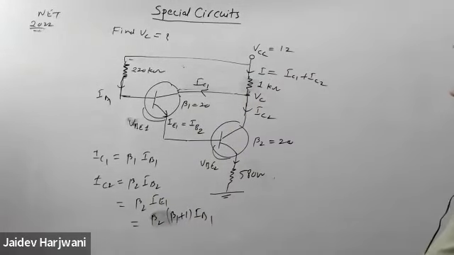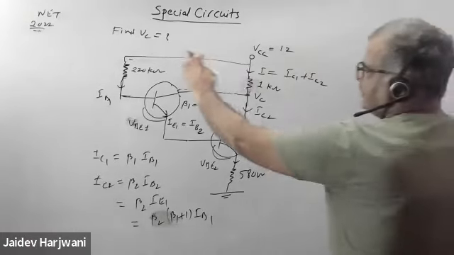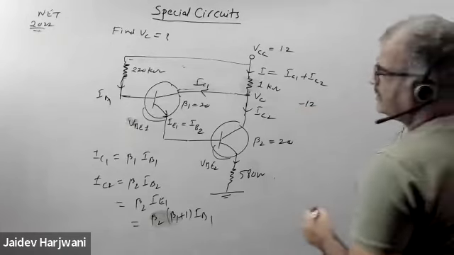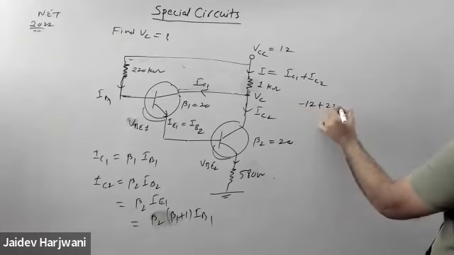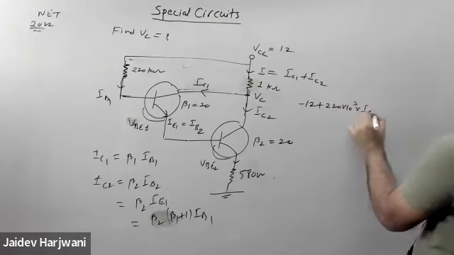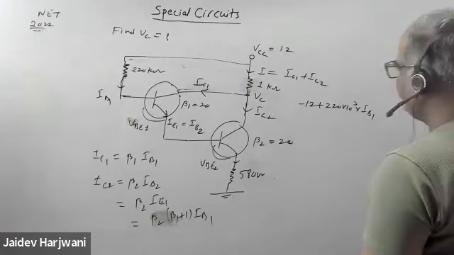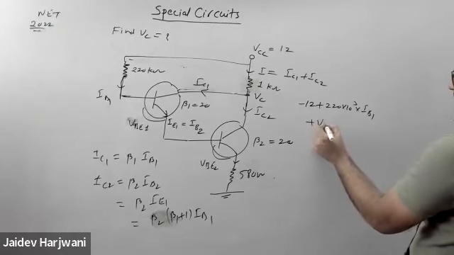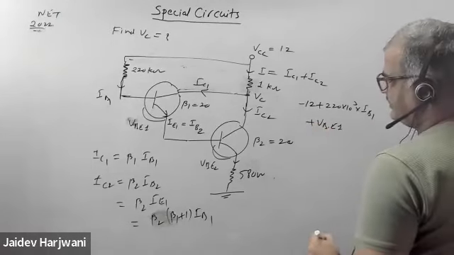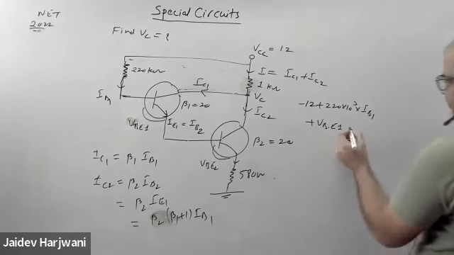So first let us calculate IB1. Calculating IB1 is simple. This is your coming 12 volt, so minus 12 volt plus 220 kilo ohm times IB1. Then you have VBE1, and then you have VBE2.